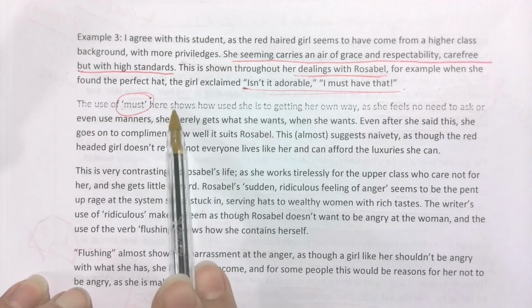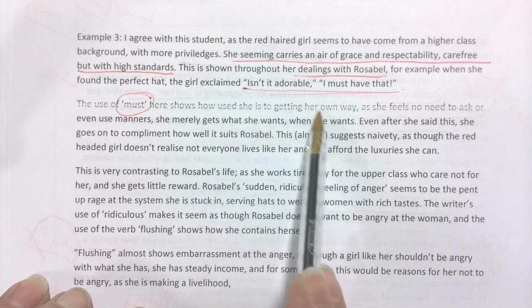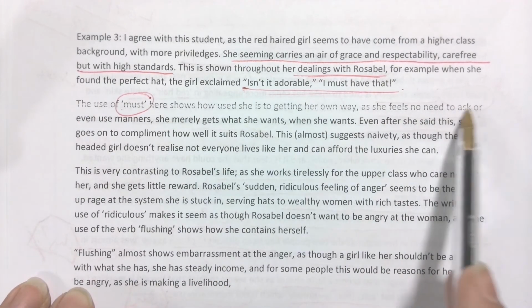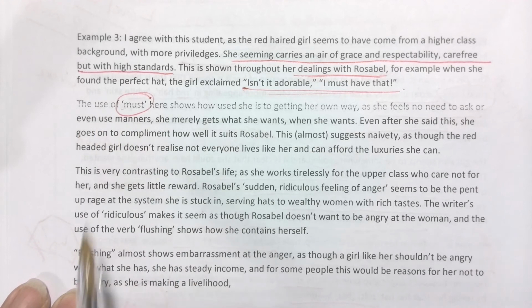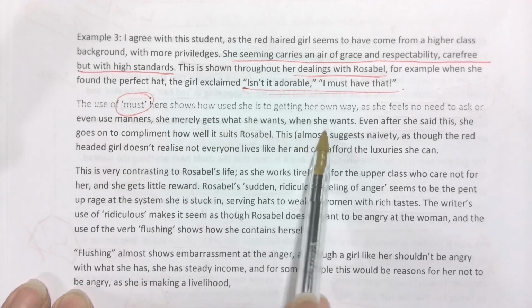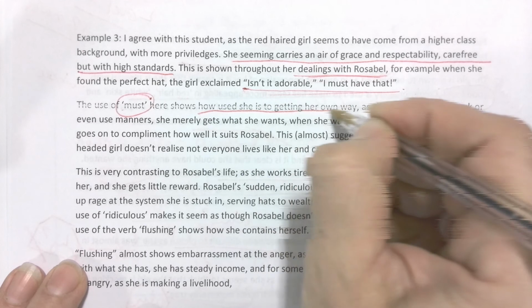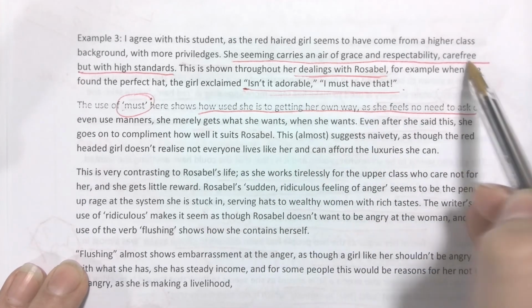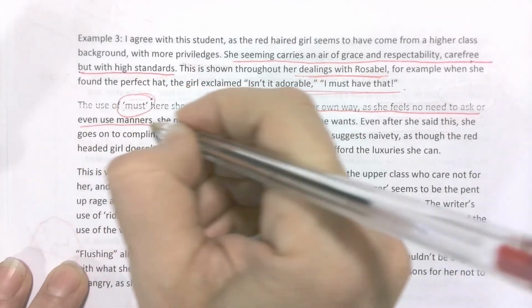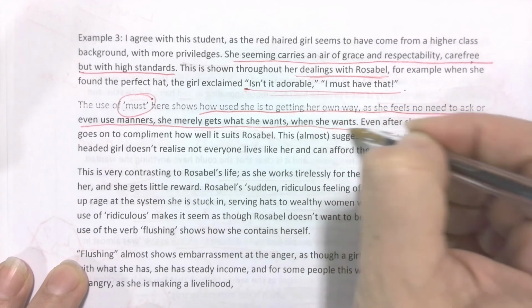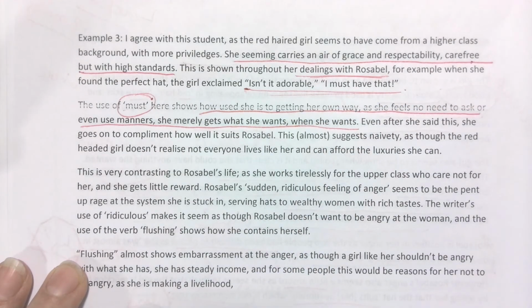So the use of "must" here shows how used she is to getting her own way. As she feels no need to ask or even use manners, she merely gets what she wants when she wants. So, how does the word "must" show that she's carefree but with higher standards? And there it is, right? So at this point, we are definitely within level 3 range.